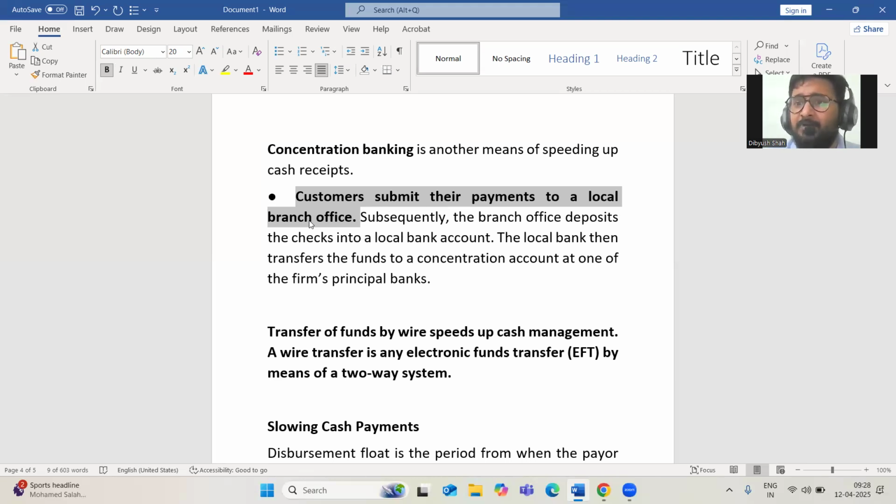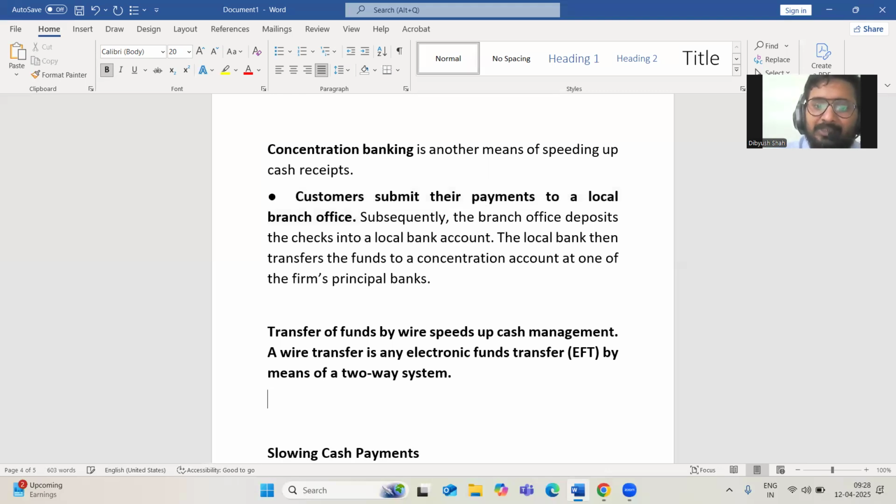Third, in India we call it IMPS or RTGS. In the US they call it wire transfer, and in the UK also they call it wire transfer, transferring funds through wire. Immediately you can receive the funds, electronic funds transfer. So these are the three most common ways of speeding up your cash collections.